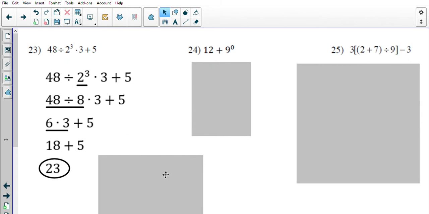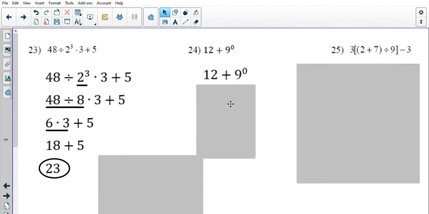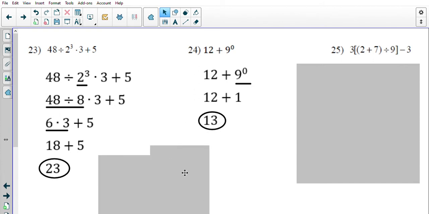All right, let's take a look at number 24. We have 12 plus 9 to the 0 power. So we're going to start with exponents here. We're going to start with 9 to the 0 power, which is 1. Don't forget, any number to the 0 power is 1. That was in our notes. So replace 9 to the 0 power with 1. 12 plus 1, of course, is going to get us 13 for our solution. So be really careful with that.